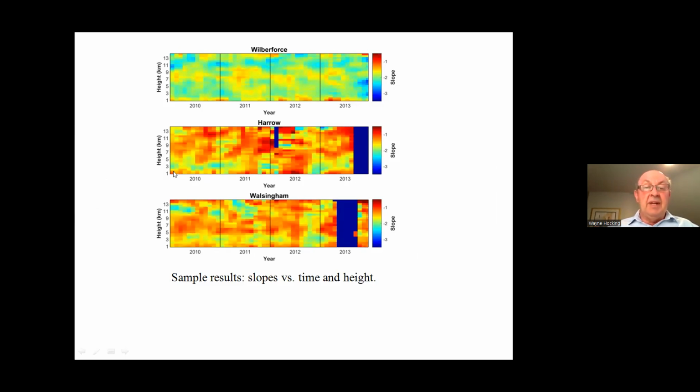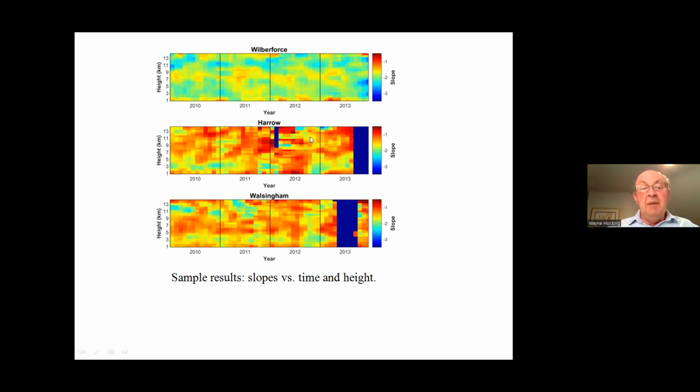Once every month, we take a full monthly data set and do these Fourier transforms, and we plot it as a function of height and time. You can see the difference. Harrow and Walsingham are very red. That means the slopes are very shallow, which means they reflect high gravity wave activity. The one up higher is Wilberforce. It's got a lot more blues and greens in it, and only reaches the yellows.